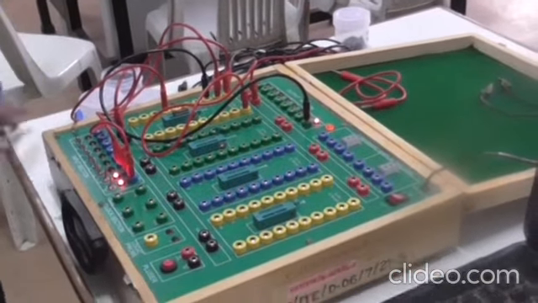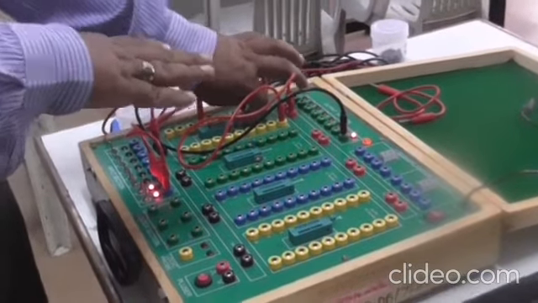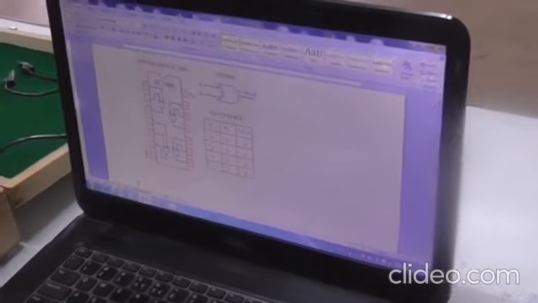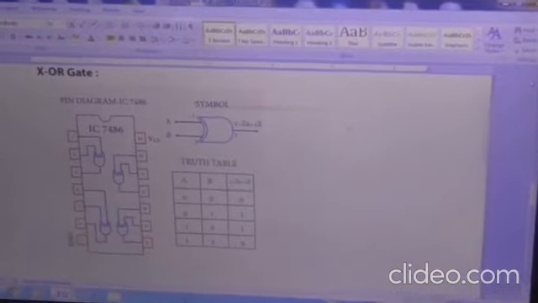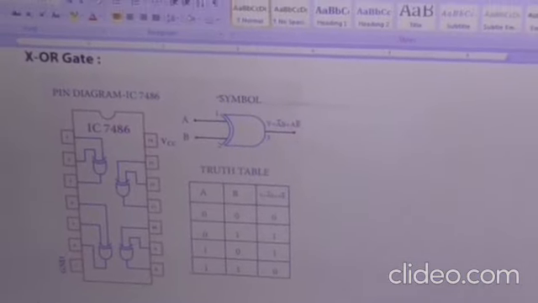Now similarly we will see another gate. The same setup is required for it. It is called the XOR gate. Before the NOT gate, we will see the XOR gate. So in the XOR gate, which IC is used? IC 7486. So what does the XOR gate indicate for us?